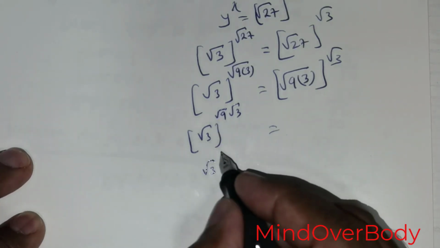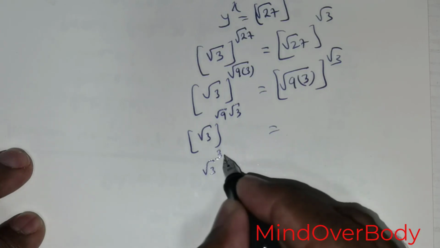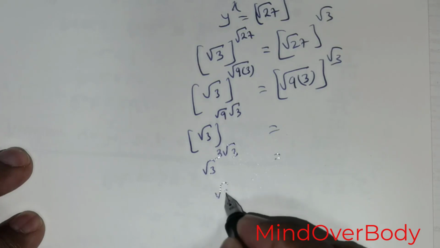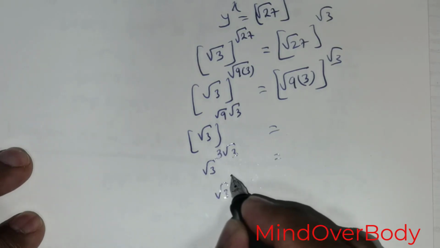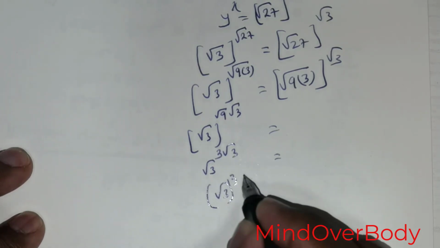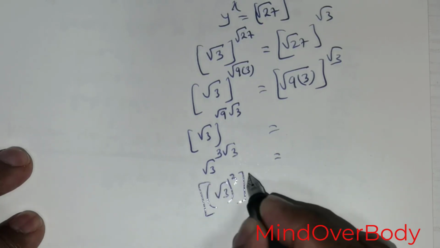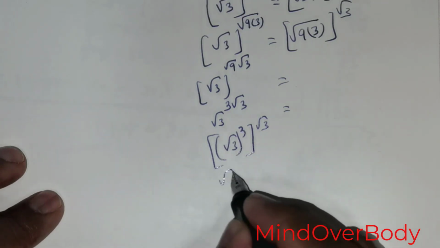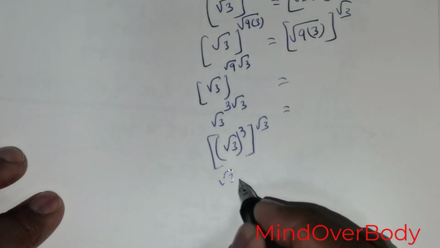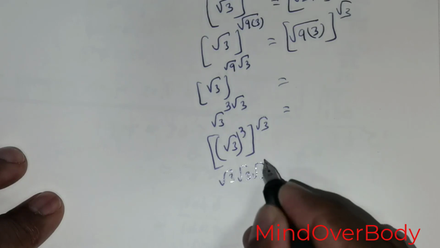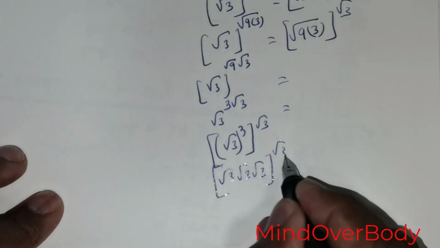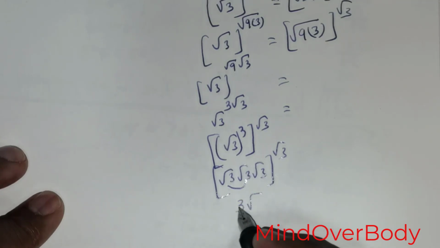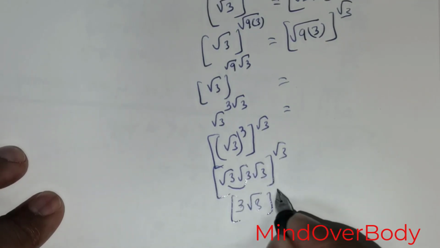Root of 9 is 3, so this is rewritten as root of 3 raised to the power of 3 times root of 3, and that is in turn raised to the power of root of 3. I can do that by the law of indices. Now this is nothing but root of 3 cubed, so it's going to be root of 3 times root of 3 times root of 3. Root of 3 times root of 3 will give me 3, and that's nothing but 3 times root of 3, which has to be raised to the power root of 3.